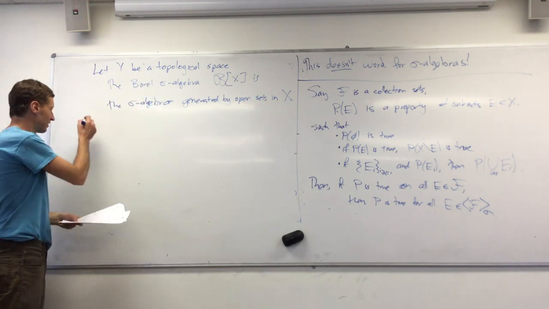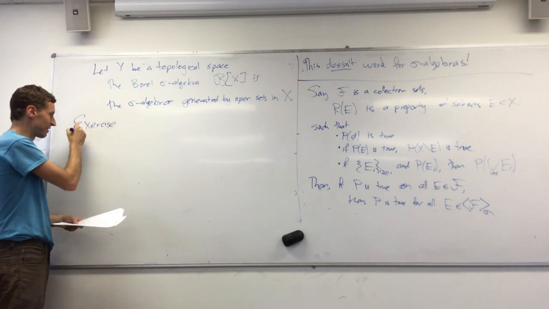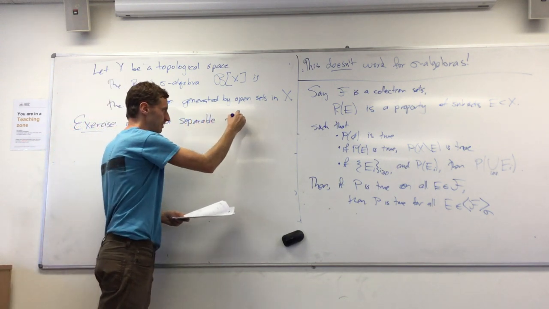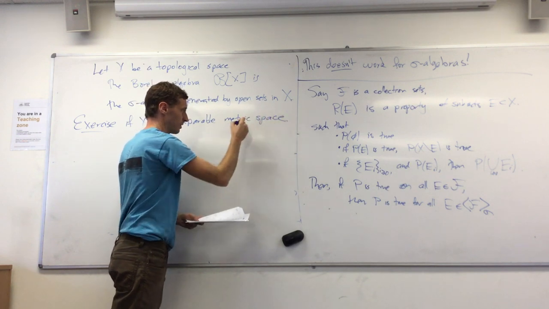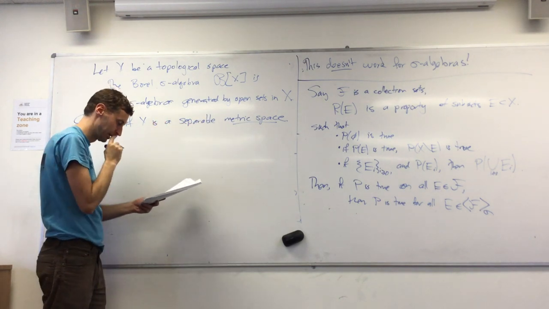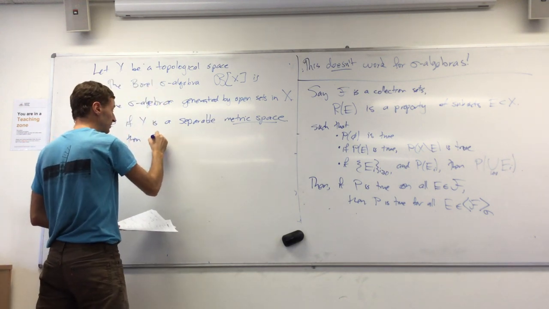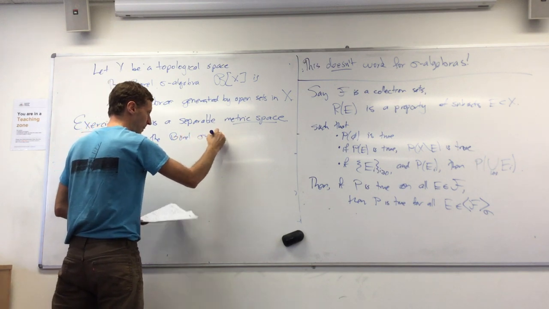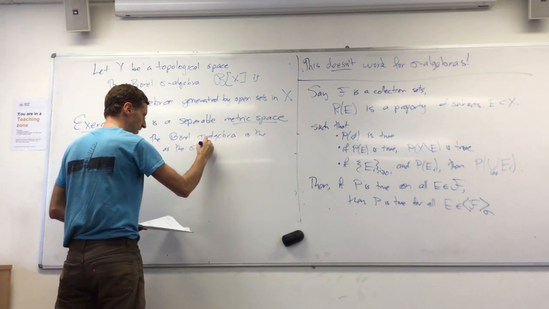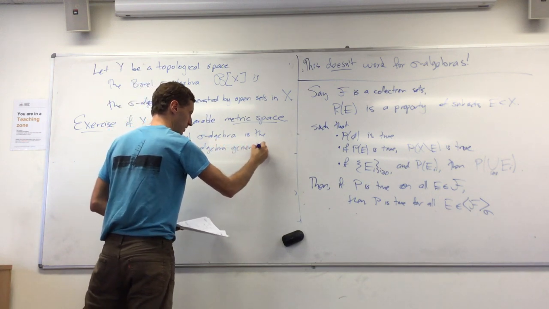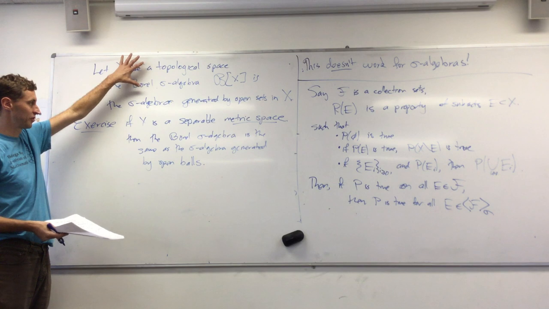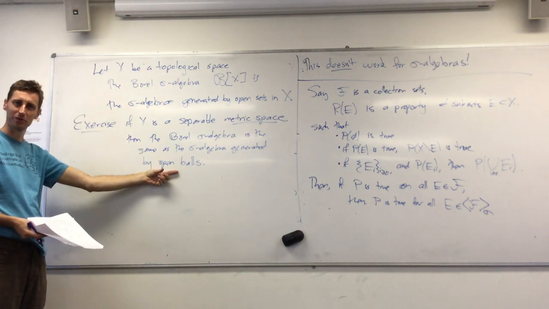Okay? So let's have an exercise that maybe we can take the remaining 5 minutes to work through. If X is a separable metric space, so everyone's happy with what a metric space is, and what do I mean by separable? Countable. Yeah, just like when we were talking about the Hilbert space, it's got some countable dense set. Then the Borel sigma algebra is the same as the sigma algebra generated by open balls. Here we took the sigma algebra generated by all open sets, but here I'm saying that open balls will do.